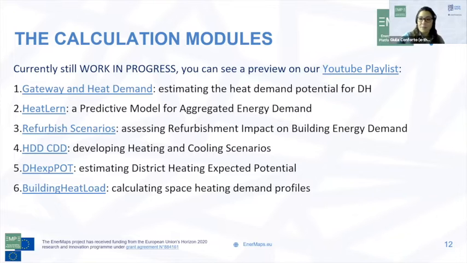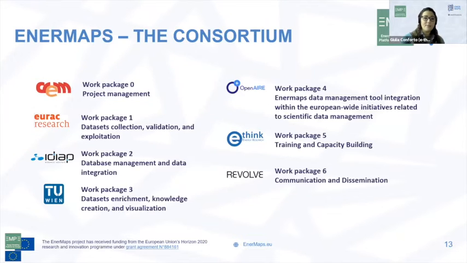There are 5 new calculation modules that are being developed, and one that is an evolution of a calculation module that was already present in HotMaps. You can see them listed here quickly. One estimates the demand potential for district heating. One is a predictive model for aggregated energy demand. One assesses the refurbishment impact on building energy demand. One develops heating and cooling scenarios. One estimates the district heating expected potential. And one calculates some space heating demand profiles.